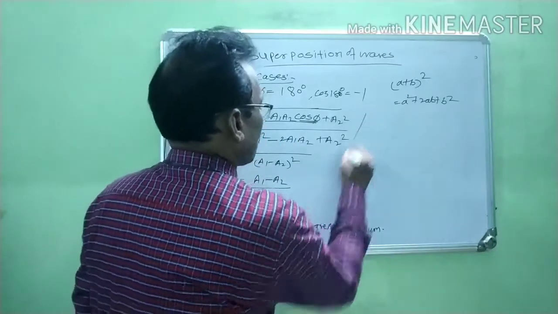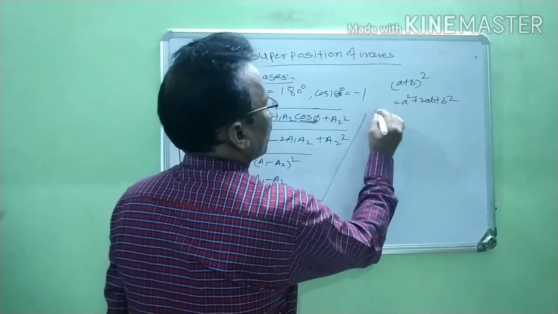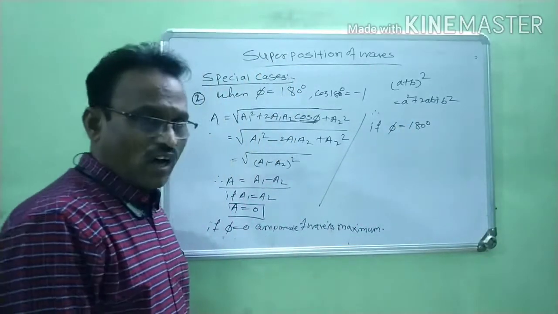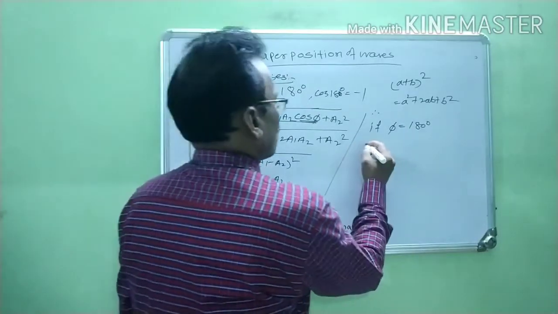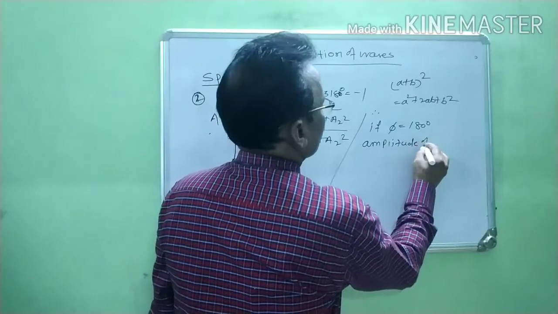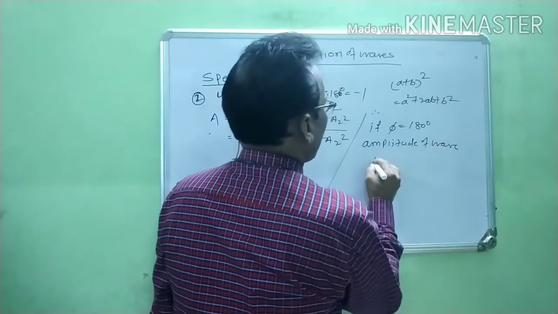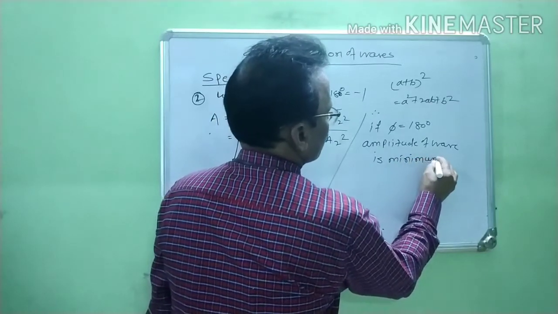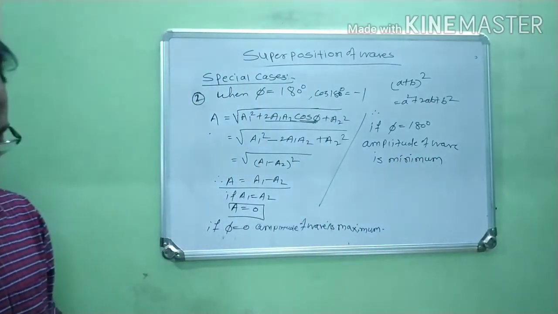Therefore, we write here, if phi is 180 degrees, the amplitude of the wave is minimum. Amplitude of wave is minimum, right?